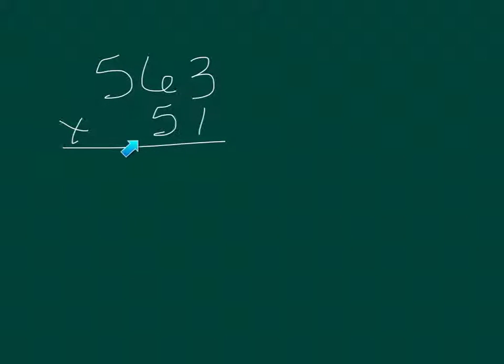But now let me ask you this. We have another one here: 563 times 51. Is 51 a multiple of 10? If you were to count by tens, would you eventually land on the number 51? You would not, would you? So therefore, we cannot use our multiples of tens, hundreds, and thousands to solve this problem.